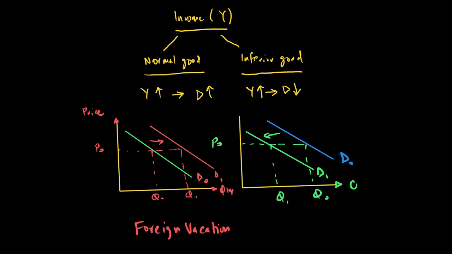Now you can say that this is not a change in quantity demanded, this is a change in demand, because irrespective of whatever the price is, the demand curve is shifting backward. So an inferior good example could be your bus journey, where when the income goes up, our demand is actually falling.